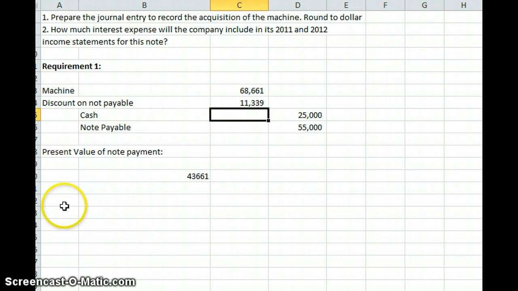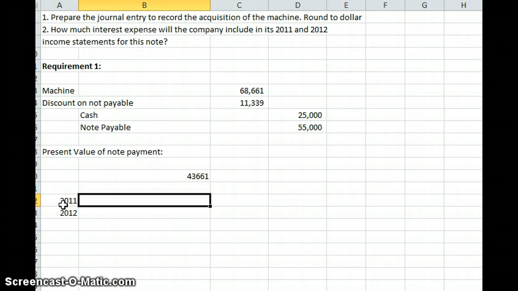For our second one, we need to calculate our interest expense for 2011 and 2012. So we're going to do that by taking our discounted note of 43,661 times our interest rate of 0.08, and that's going to give us $3,493. And we'll format that.